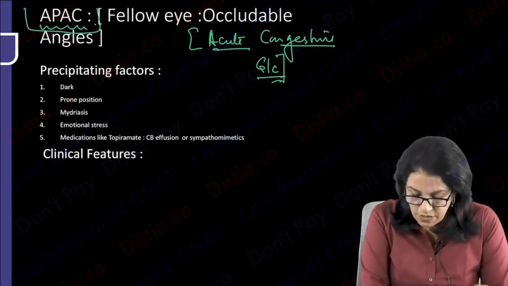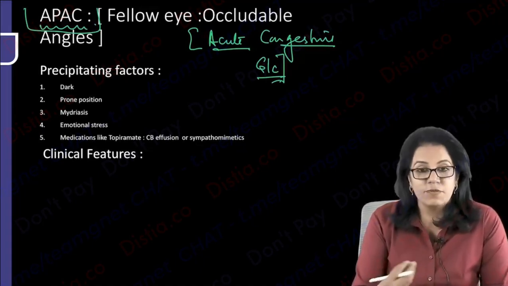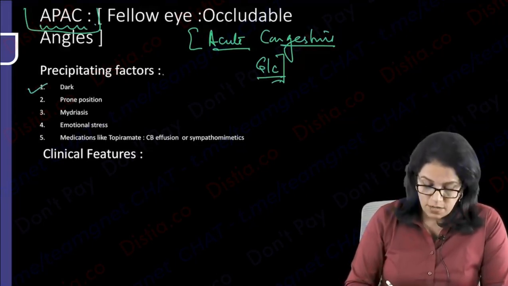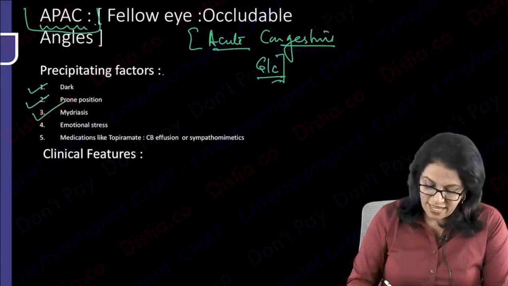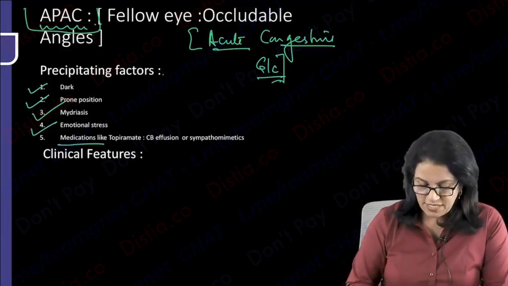Okay, so this is what we will call it. Why will this patient have it? Suppose he is a patient of only primary angle closure, which we just discussed. Any precipitating factors: darkness, prone position, if you are dilating the pupil, I discussed this with you already, any emotional stress, all these, and of course medications.